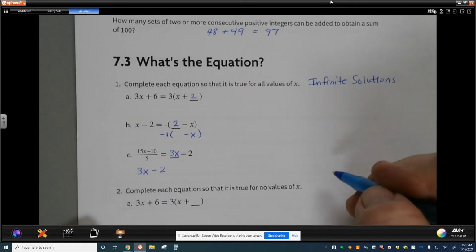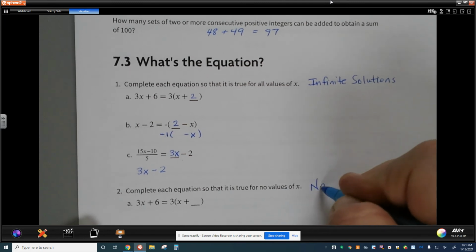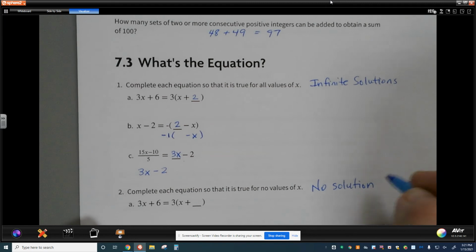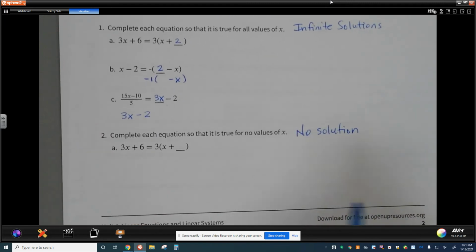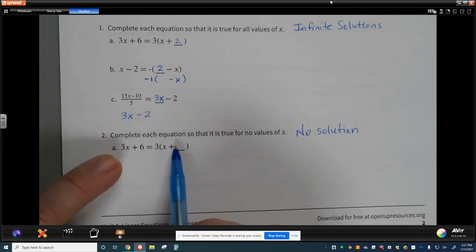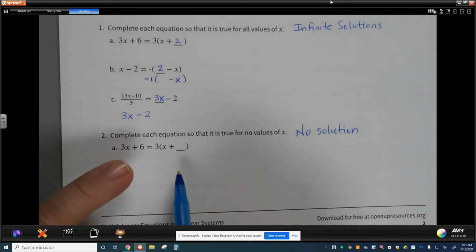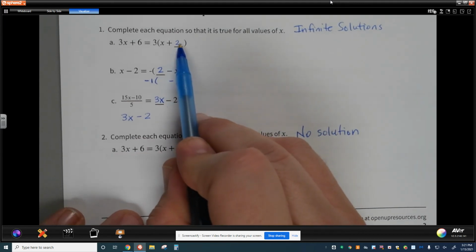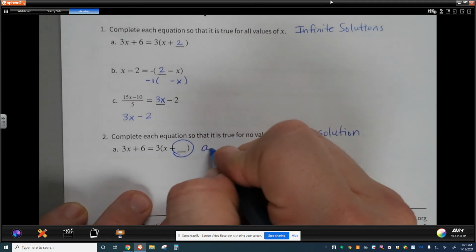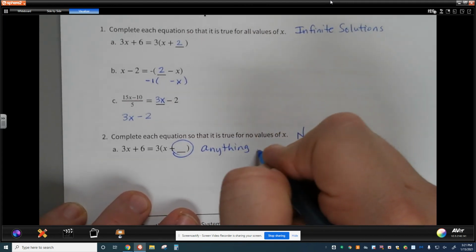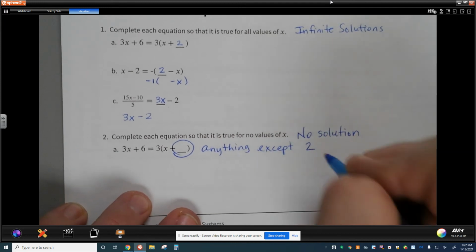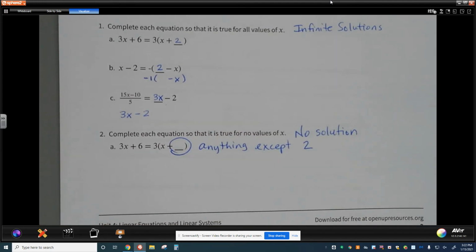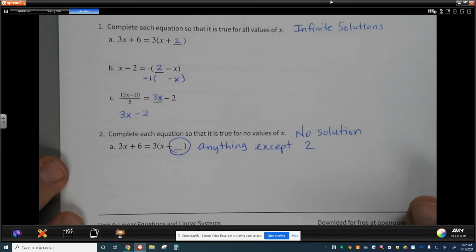Number 2, complete each equation so that it is true for no values of x, meaning we want no solution. As a reminder, under no solution, the coefficient has to be exactly the same, but the constant can't be equal. And in this case, what we knew before is I could only use 2 to make infinite solutions. So right here, I can use anything except 2. I can use any number I want there, as long as I don't use 2. If I use 2, then I have infinite solutions. As long as I use a different one, I have no solutions. So use anything you want right there except for 2.